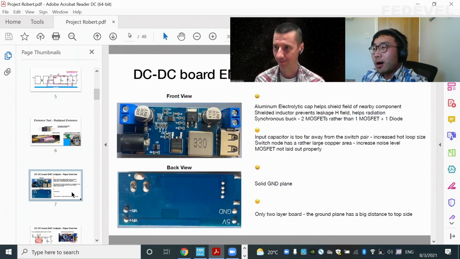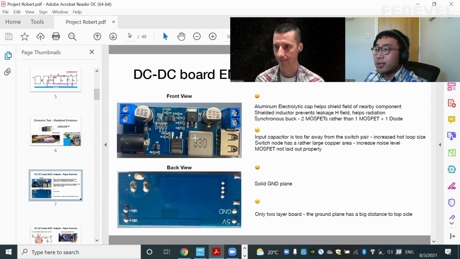Okay, so this is the part I told you about, the first thing I had, this DC-DC converter. I just look at it and I can point out the pros and cons of this DC-DC converter. The good design here is they use aluminum electrolytic capacitors. They use the shielded inductor, as we just discussed, and it's a synchronous buck converter, so in terms of performance it is probably better than one MOSFET plus one diode.